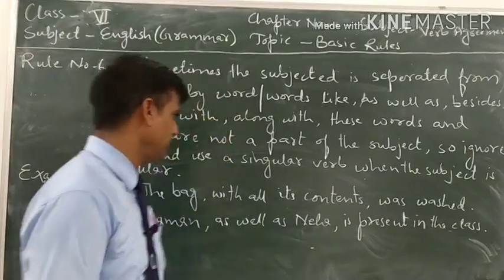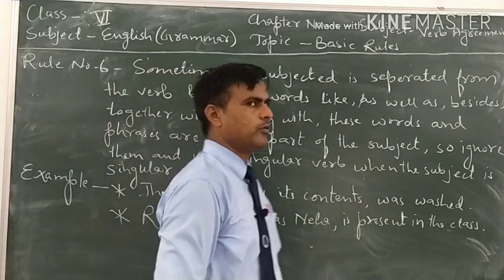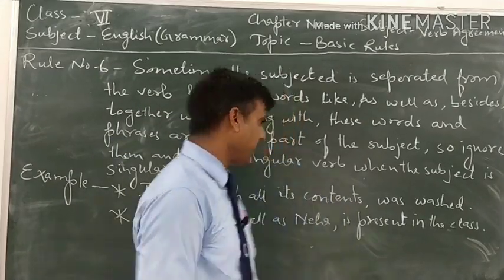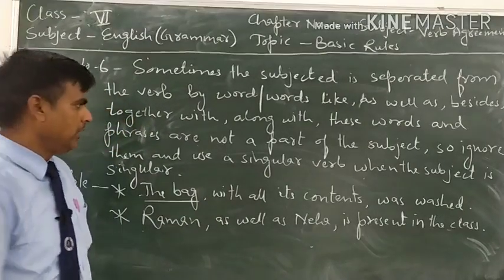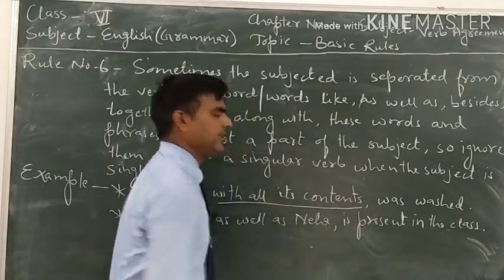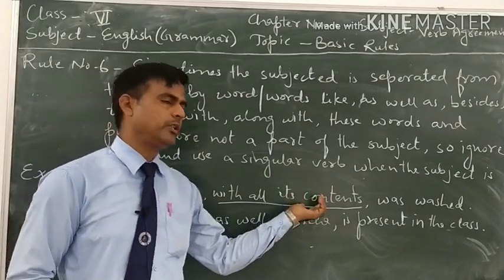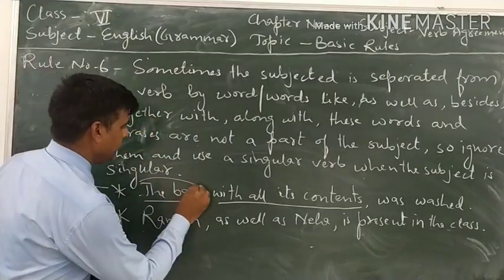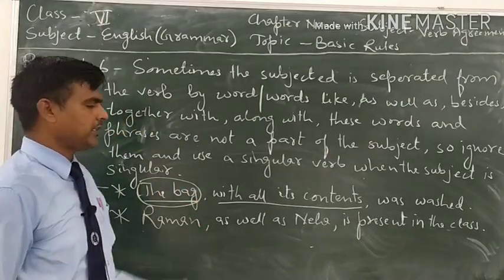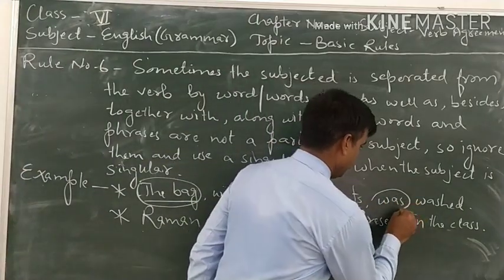For example, the bag with all its contents was washed. The bag is the main subject in this sentence. With all its contents is not part of the subject. That's why don't think about these words in the sentence and use the verb according to this subject. The subject, the bag, is singular, so we will use a singular verb.